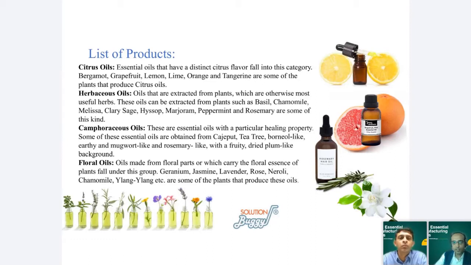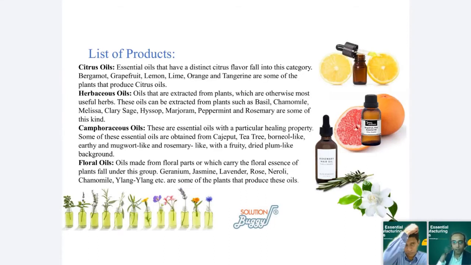Then herbaceous oils. What are the herbaceous oils which come from medicinal herbs? Like basil, chamomile, melissa, clary sage, hyssop, marjoram, peppermint, rosemary. These are the herbaceous oils. With this, safed musli and ashwagandha oil are also extracted and used in India, and have huge demand.